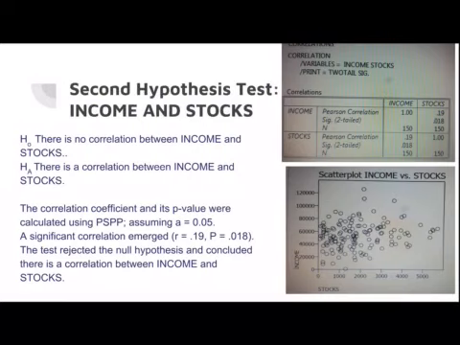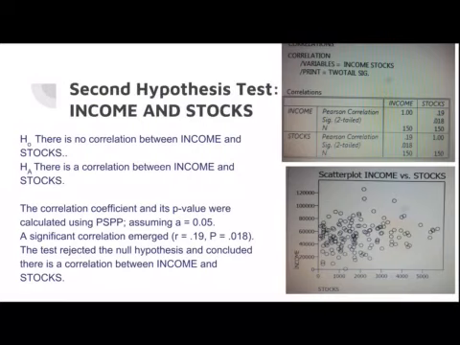The second hypothesis test, income and stocks, shows for the null hypothesis that there is no correlation between income and stocks. There is a correlation between income and stocks is our alternative hypothesis. The correlation coefficient and its p-value were calculated using PSPP, assuming alpha is 0.05. Looking at the information generated on the right-hand side, you can see that a significant correlation emerged. R equals 0.19, P equals 0.018. The test rejected the null hypothesis and concluded that there is a correlation between income and stocks.